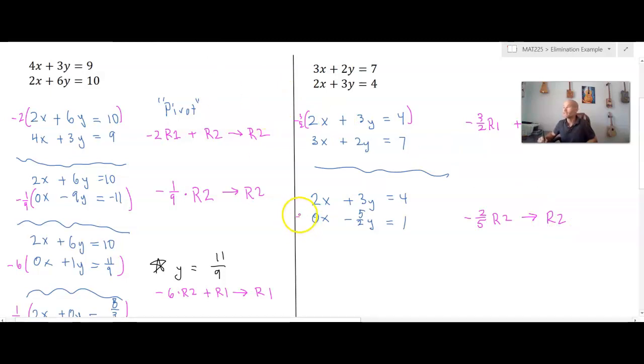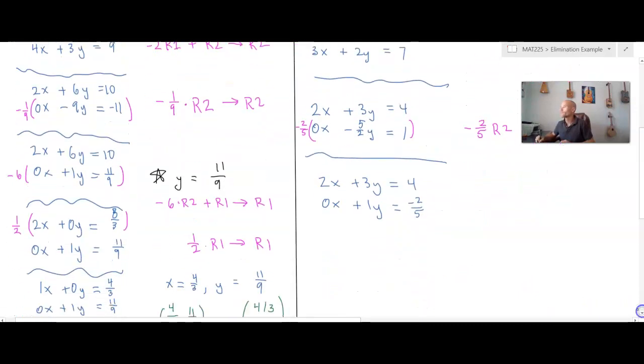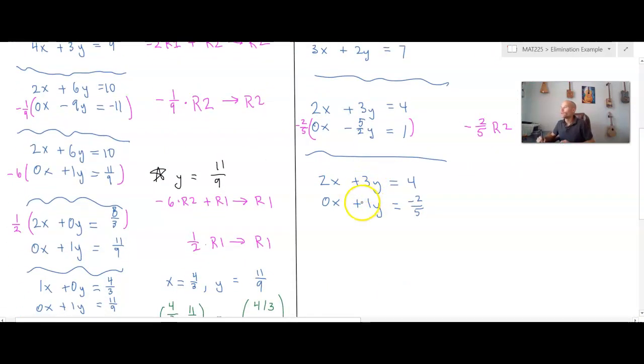So we're going to take negative 2/5 of equation 2, and we're going to report that as the new equation 2. So we get 2x plus 3y equals 4, and 0x plus 1y equals negative 2/5. Now I want to use the second equation, now that I know that y is equal to negative 2/5.